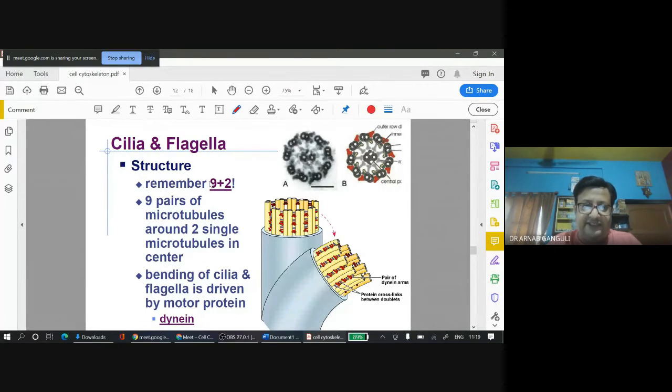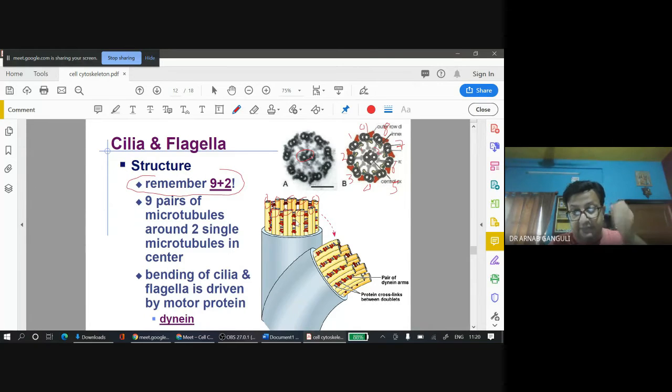Now we have cilia and flagella structure. They have a 9+2 orientation. So what is 9+2 orientation? If you see, this is 1, this set is 2, this set is 3, this set is 4, 5, 6, 7, 8, 9. And in the center also there are 2. So you have 9 plus 2 orientation.